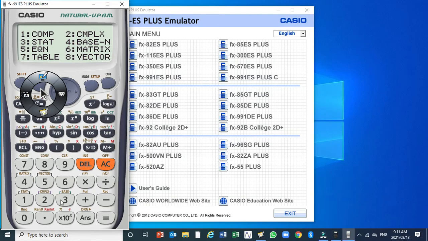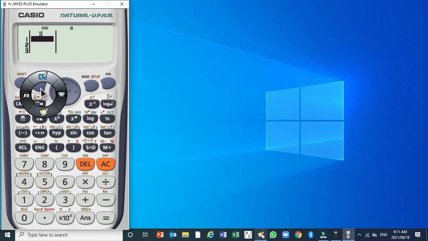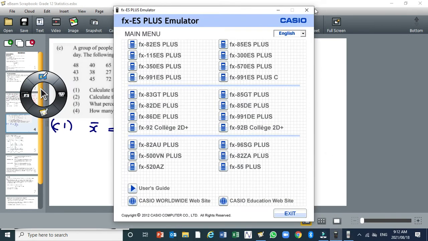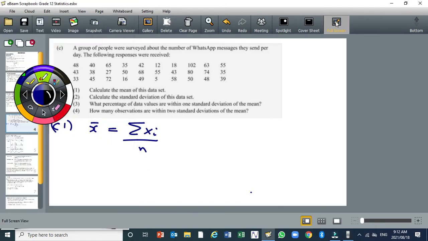Stats is number 3 on my calculator. Because here we haven't started the regression on grade 12 stats as yet, you choose the number 1, 1-VAR. So we're on number 1. Now the next thing is to enter all the data set, all the numbers. There is no way out. You have to enter all of them.